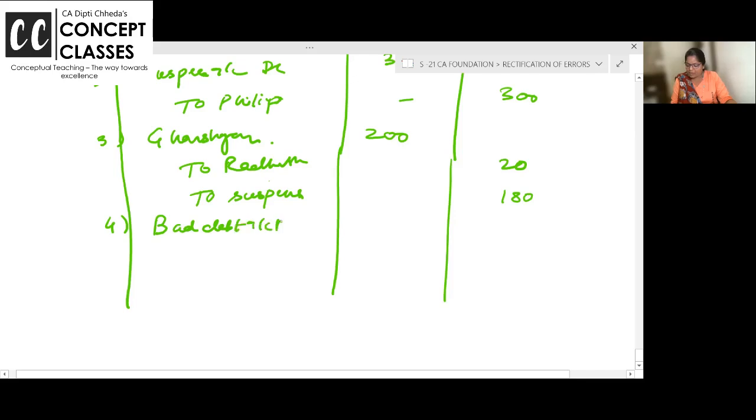Bad debt account debit. How much will you debit to the bad debt? 450. Sale is correctly credited. So the difference you must have put in the suspense. Suspense to sales. Now bad debt to suspense. So the suspense account is closed.